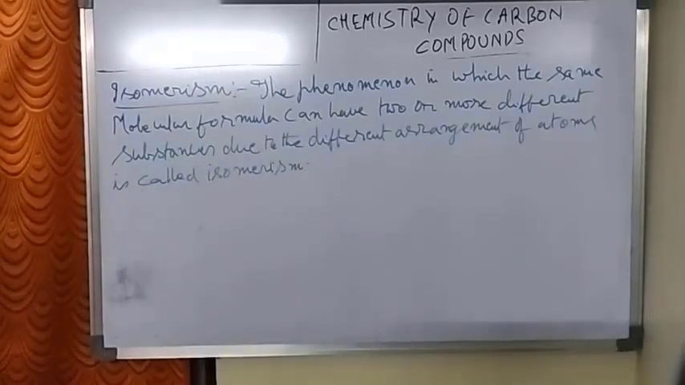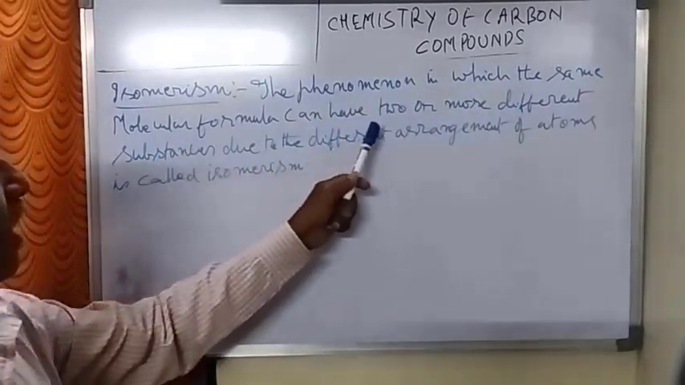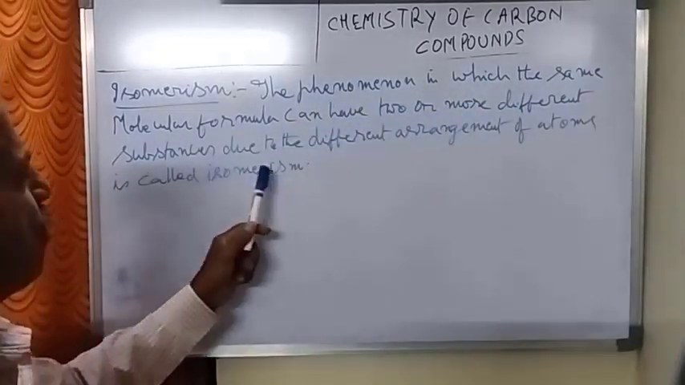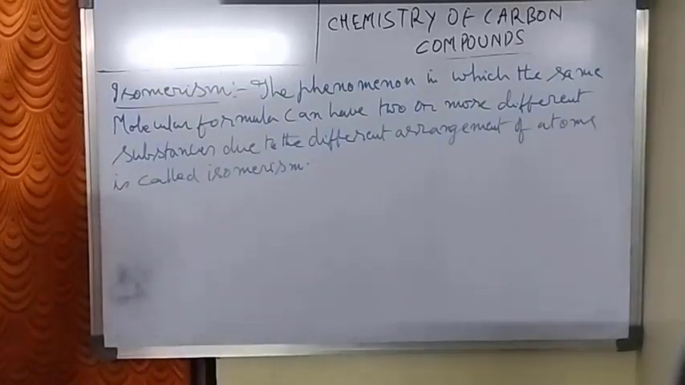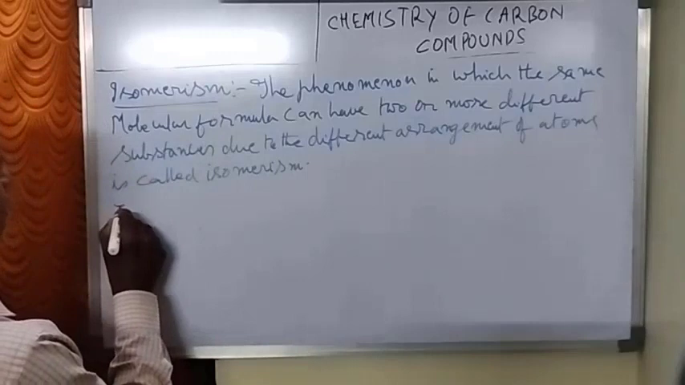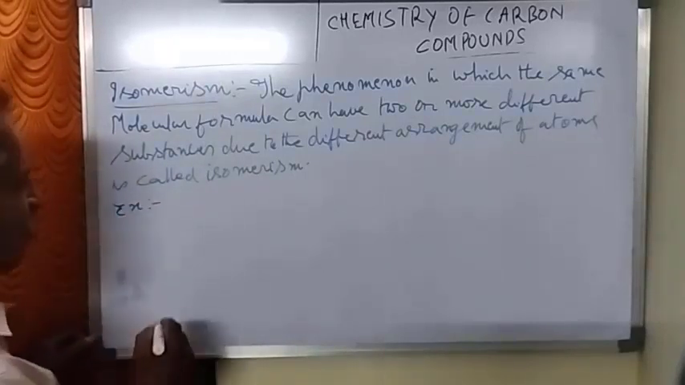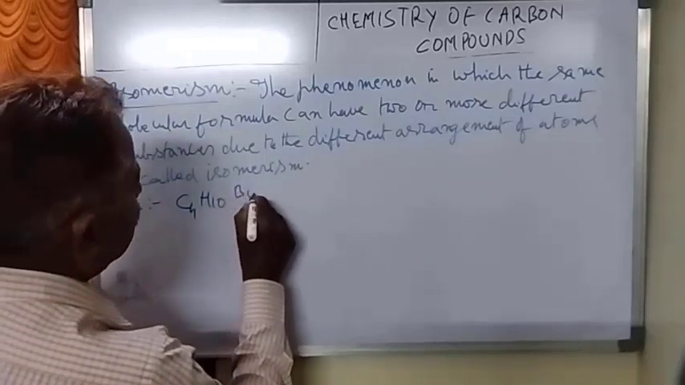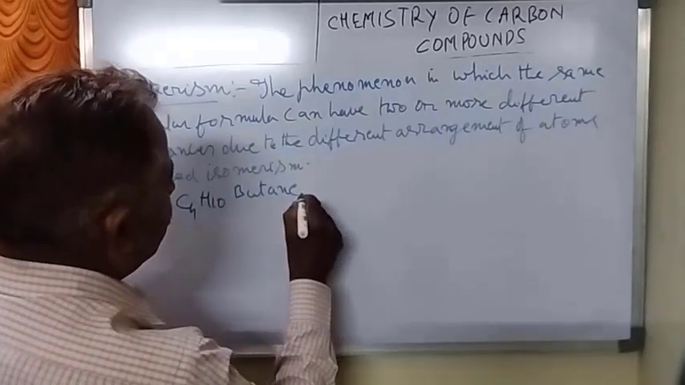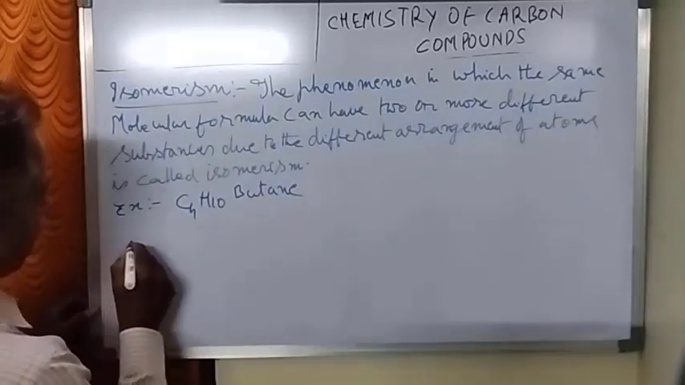So, isomerism is the phenomenon in which the same molecular formula can have two or more different substances due to the different arrangement of atoms, and of course it is known as isomerism. Let us take one example for this isomerism. Formula C4H10. The common name of the substance is butane. So here let us see different arrangements.